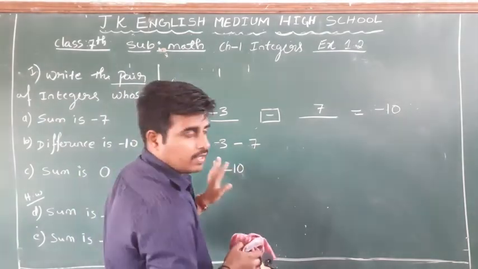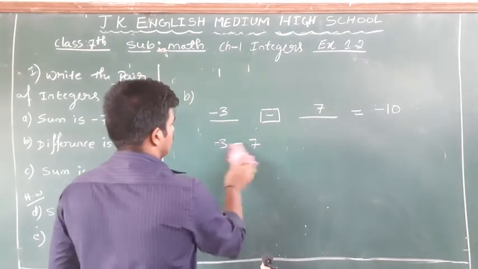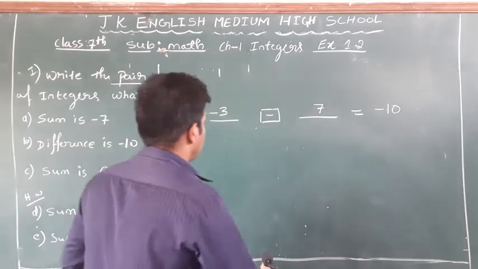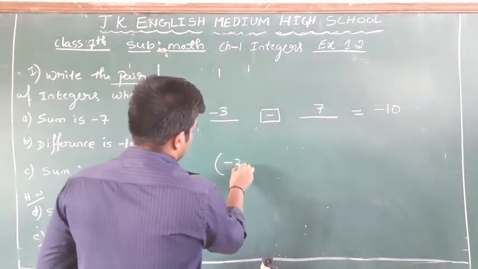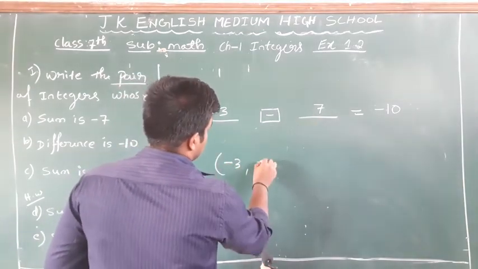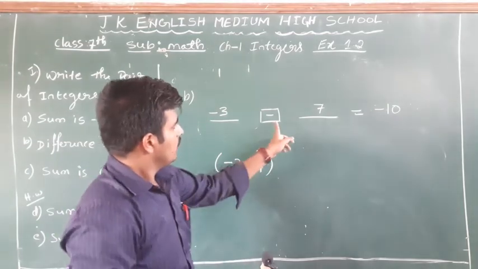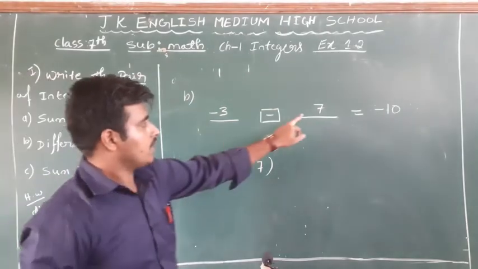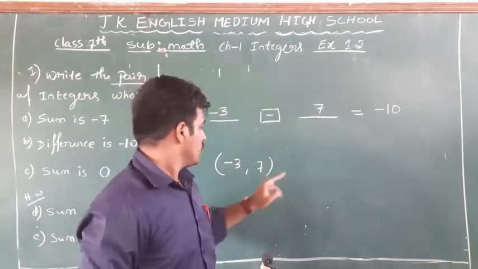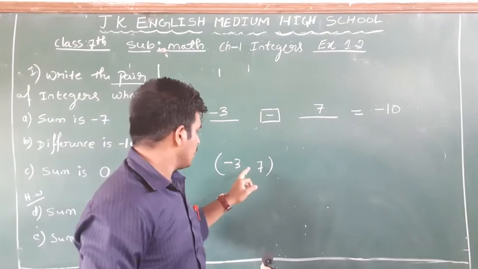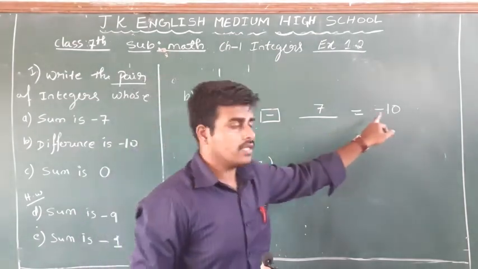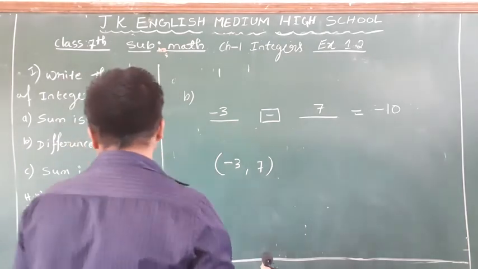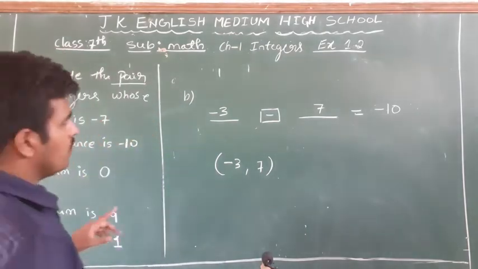Okay. Am I right? Therefore, what is the pair of numbers? The pair of numbers is minus 3 comma 7. This negative is because of difference. Okay, but 7 is what here? 7 is positive. So if you subtract minus 3 and 7, you will get the answer minus 10, and both are integers. This is one pair. Okay, likewise I will solve C.